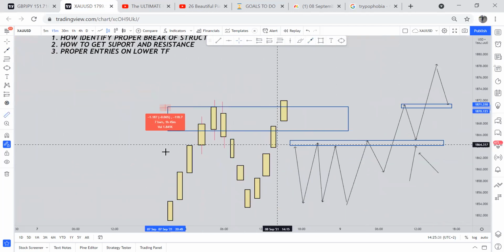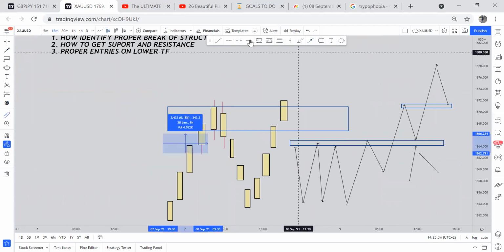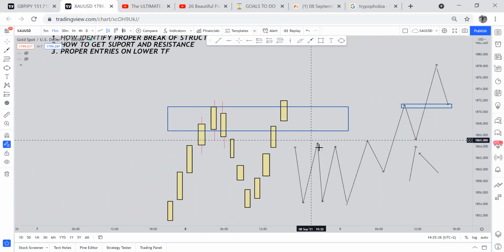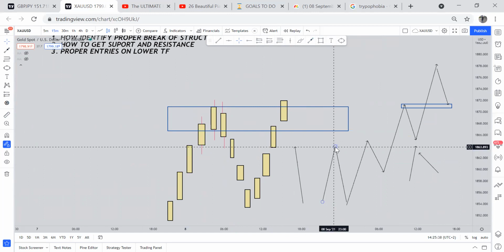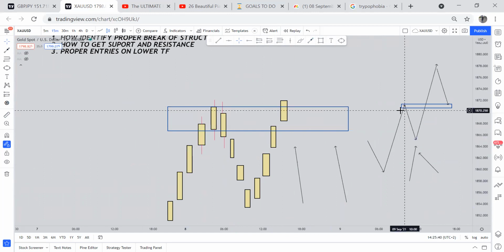Okay, I'm trying to remove this thing. Just a few minutes while I'm still removing this. No problem.